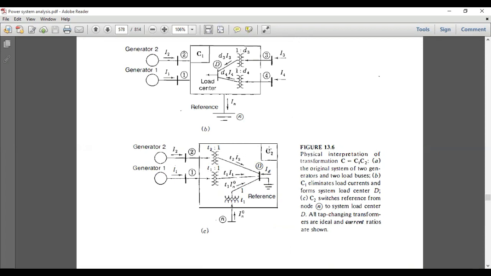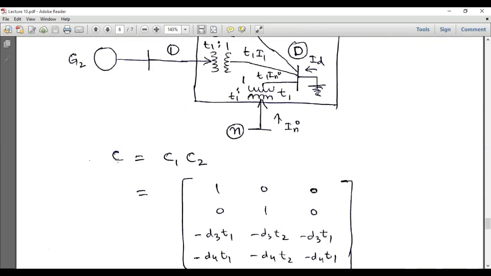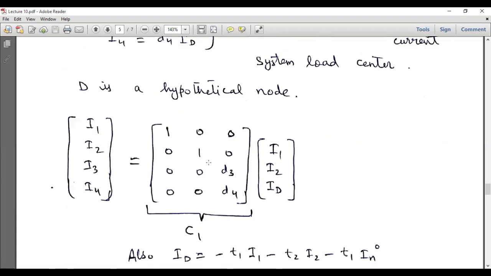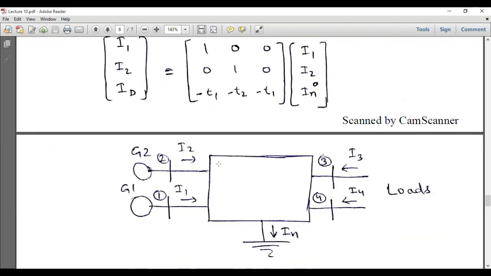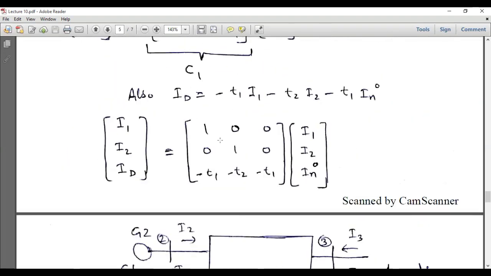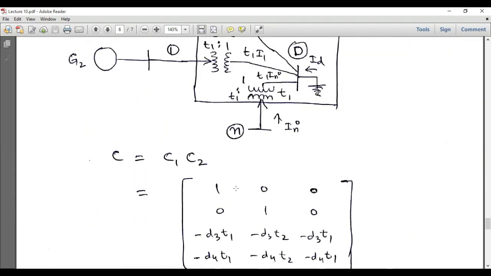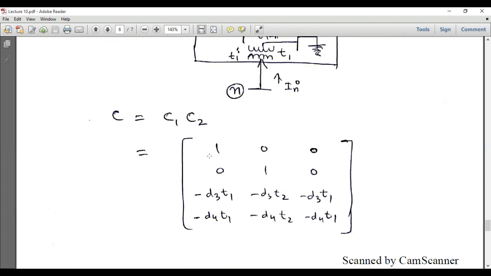So this is the transformation C2, and we can write C equal to C1 multiplied by C2. So we have C1 matrix, right? This is our C1 matrix. We have this C2 matrix. So we can multiply these two matrices to get the overall C matrix, and that will be a 4 by 3 matrix.